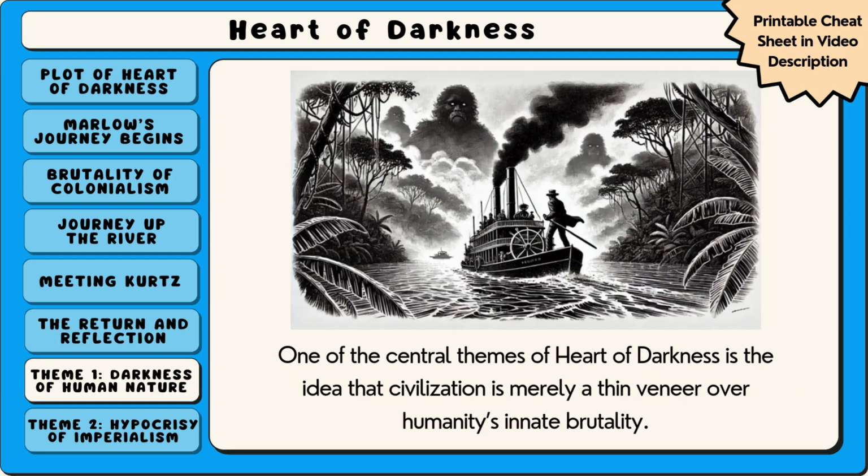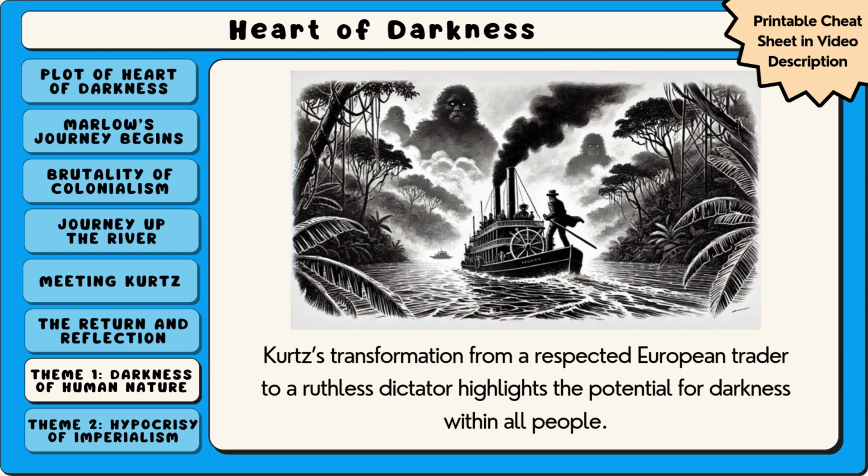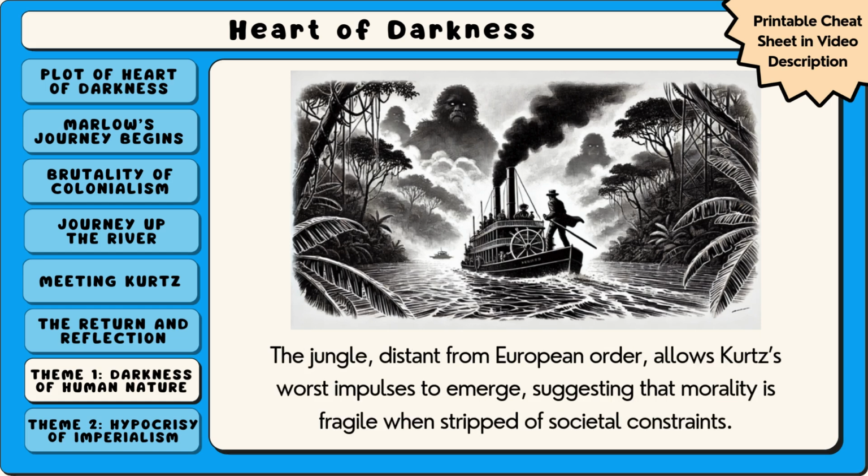One of the central themes of Heart of Darkness is the idea that civilization is merely a thin veneer over humanity's innate brutality. Kurtz's transformation from a respected European trader to a ruthless dictator highlights the potential for darkness within all people. The jungle, distant from European order, allows Kurtz's worst impulses to emerge, suggesting that morality is fragile when stripped of societal constraints.